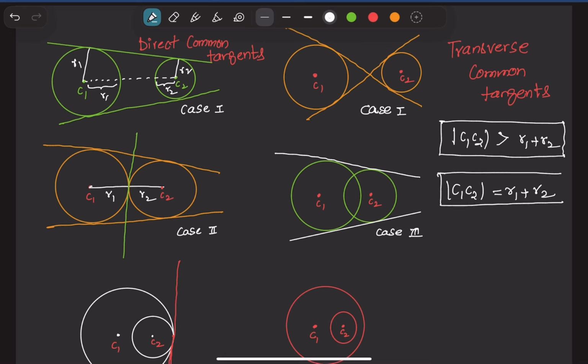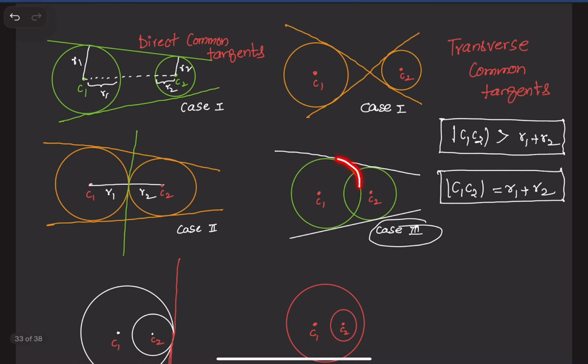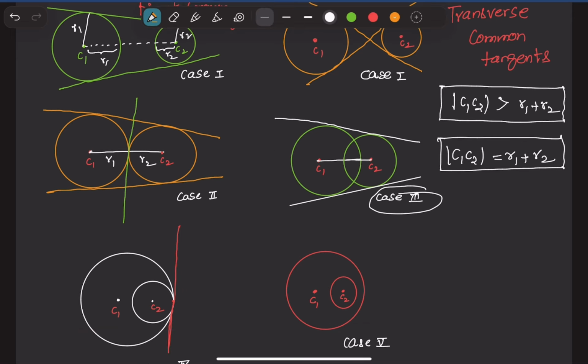Alright. Now let us move to the third case. The third case is where your circles are intersecting each other at two different points. This is one point and this is one point of intersection. In this case, we can draw two direct common tangents and we cannot draw any transverse common tangents. Let us say this particular distance is x, this white color distance is y, and this red color distance is z.